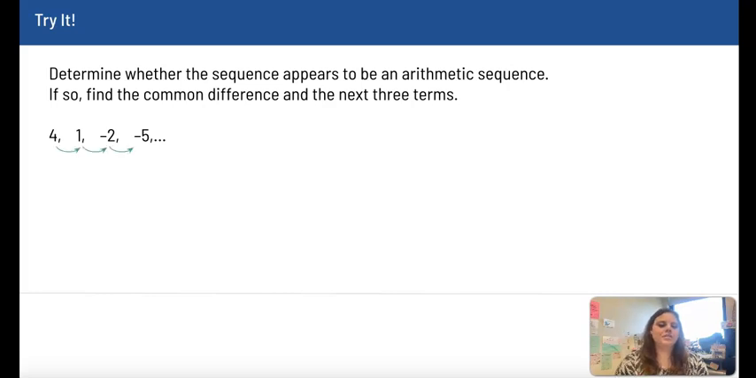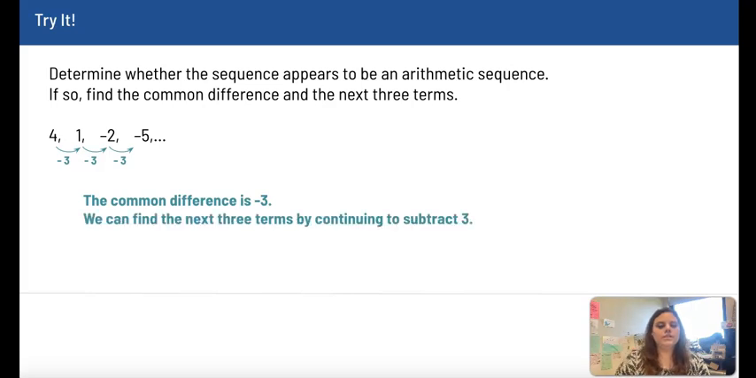In this problem, as we go from one number to the next, we see that we are decreasing by 3. Each one is decreasing by 3, so we will say that the common difference here is -3. Because the common difference is -3, we can find the next three terms by continuing to subtract 3. The next three terms will be -8, -11, and -14.